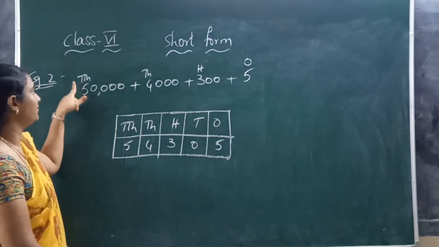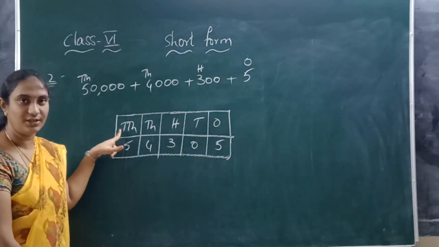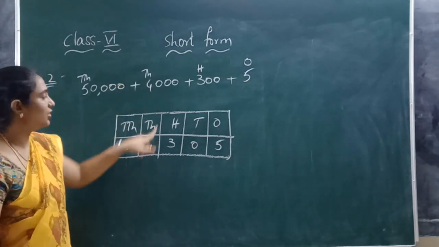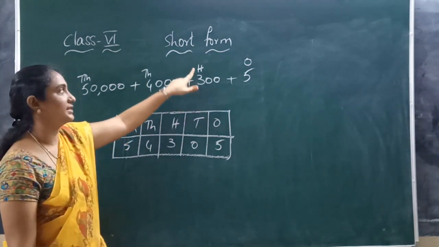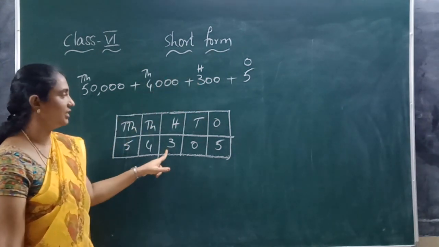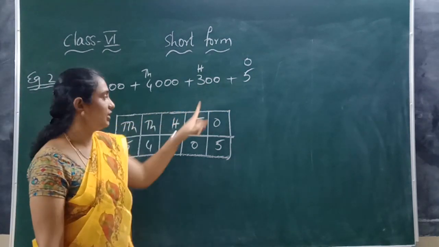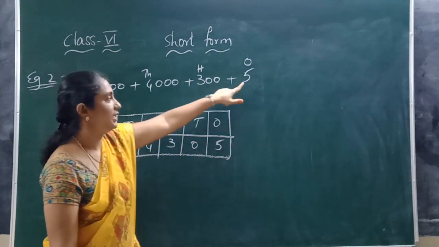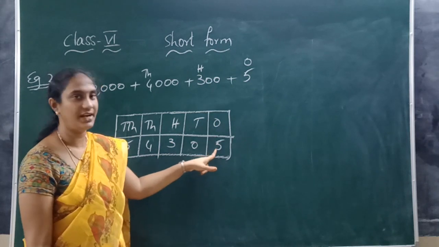So 5 is in which place? 10,000 place. So write 5 in 10,000 place. Next 4 is in which place? 1,000 place. So write 4 in 1,000 place. 3 is in which place? Hundreds place. So write 3 in hundreds place. Here we have got tens place? No. So in the tens place we have to keep 0. Okay. Next 5 is in which place? Ones place. So in the ones place we have to write 5.